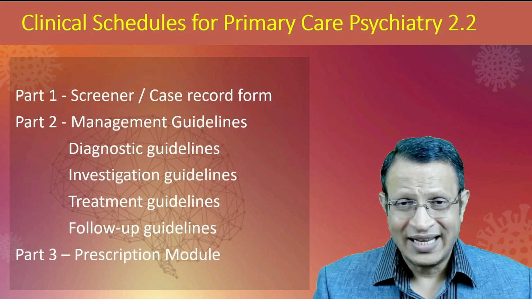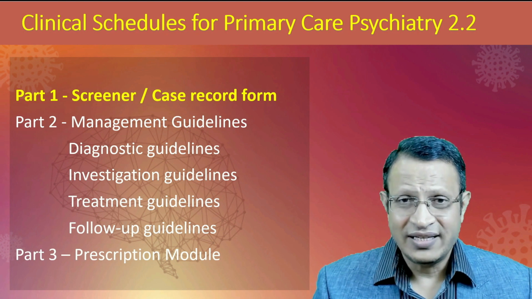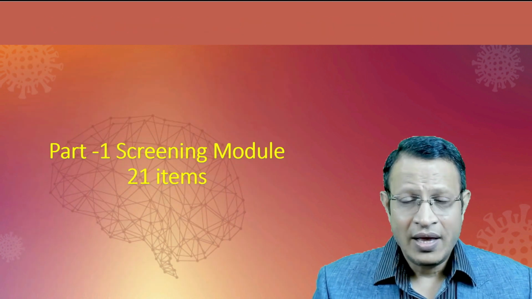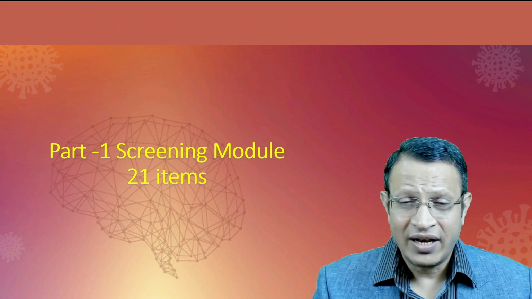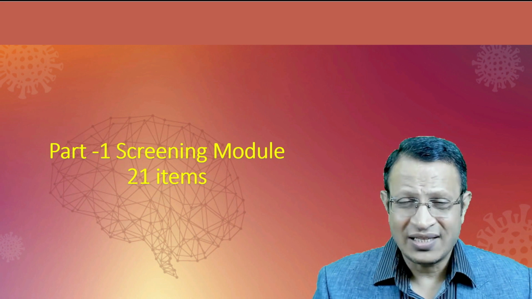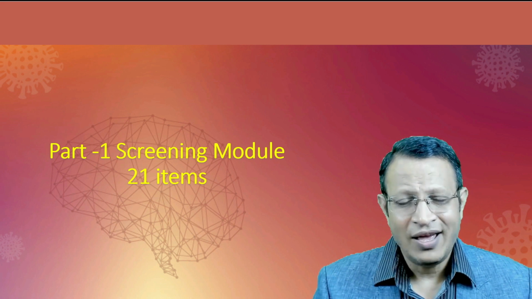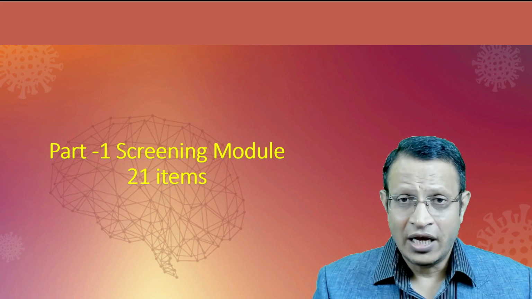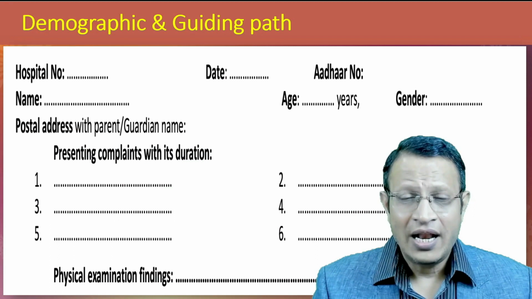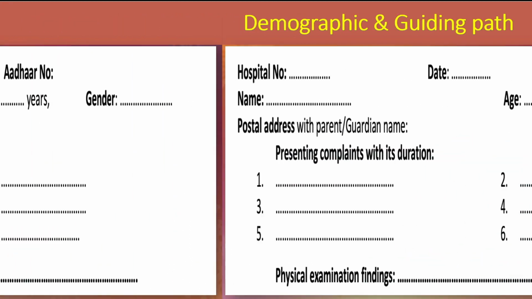Part 1, that is the screener. Let's discuss this screener, that is the case record form. Here, it has 21 items. These 21 items, if you are able to use over a period of 1 to 2 months, you will be able to master, and you can use this clinical schedule for primary care psychiatry within 5 minutes, including writing prescription and counseling. Let's go through each one of them.